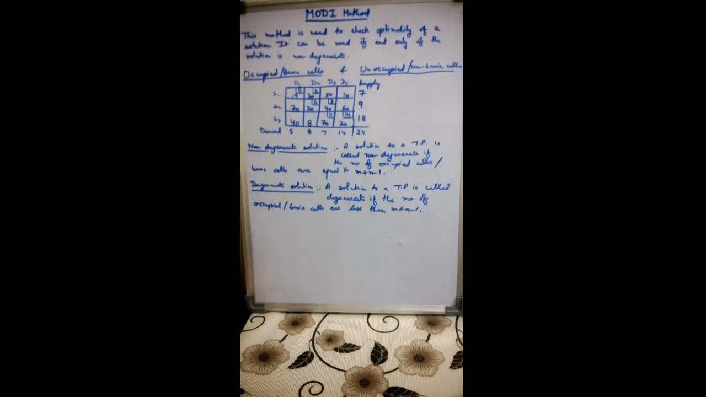In this video lecture, we are going to study the modified distribution method, or MODI method as we call it. We have learned the three methods of finding an initial solution: the northwest corner method, the least cost method and Vogel's approximation method. After finding the initial solution by any of these three methods, we check the solution for its optimality. The method used to check the optimality of a solution is known as the MODI method, or modified distribution method.